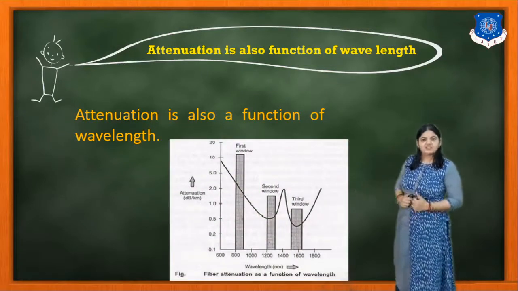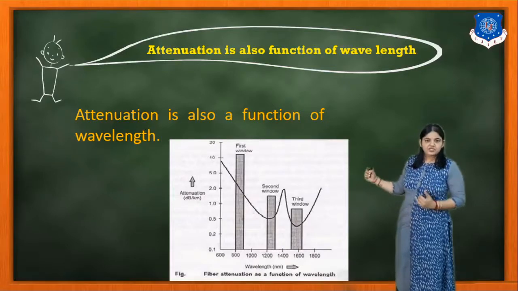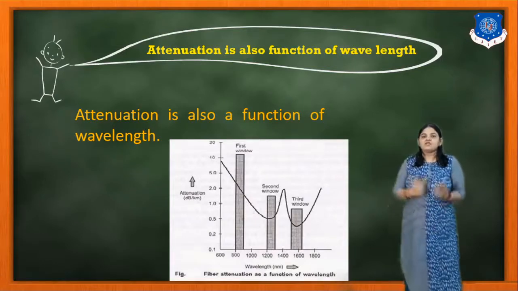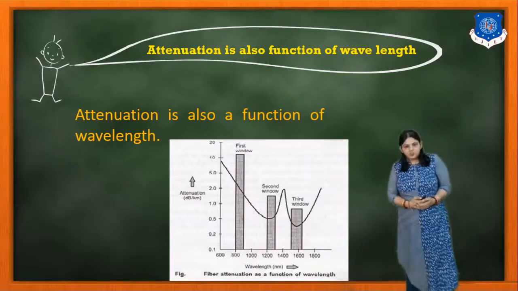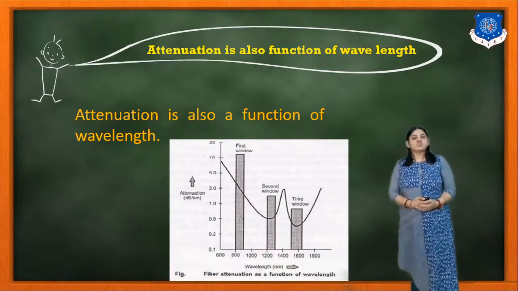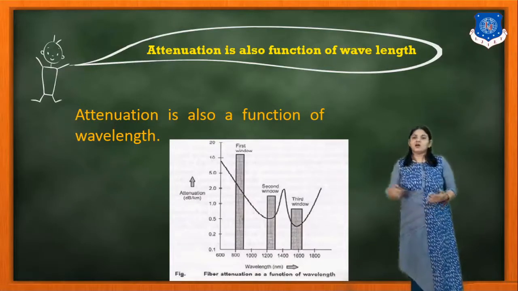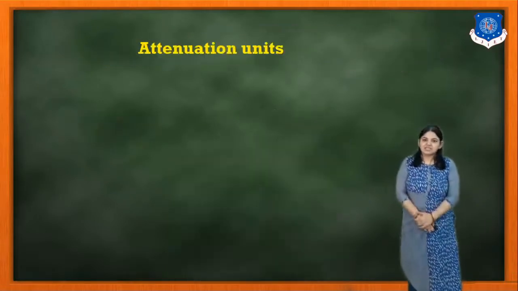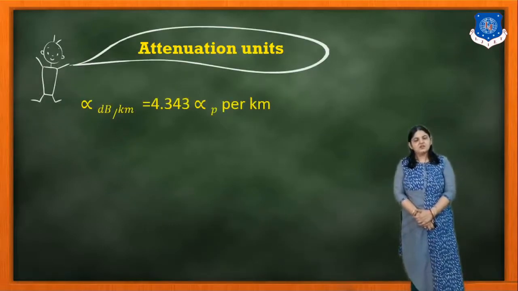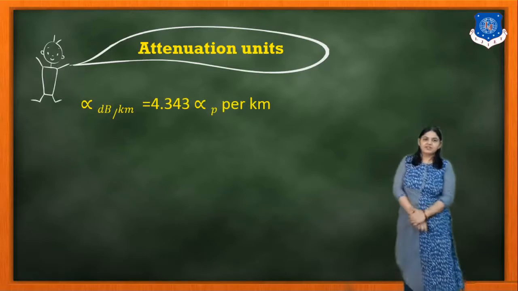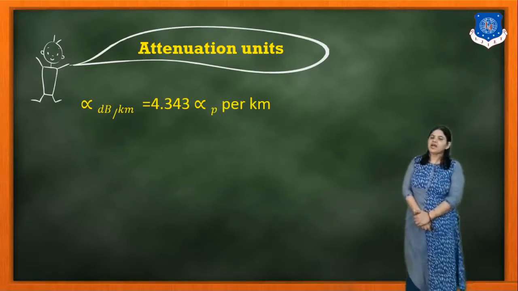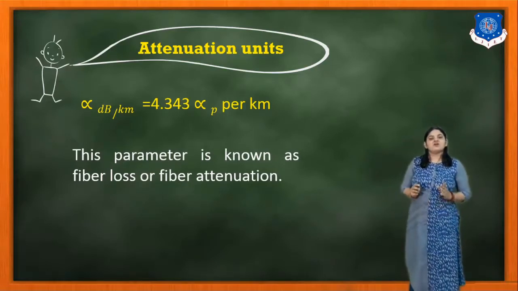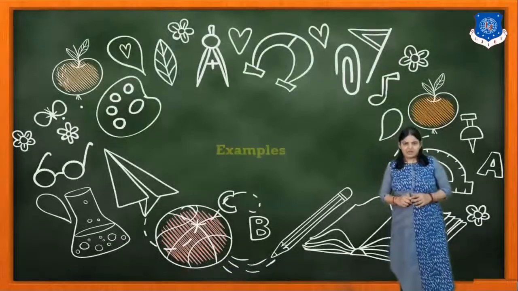As we have also studied in chapter number 1, there is the first window, second window, and third window, and we need to decide which particular window to use for transmission. According to the wavelength, the attenuation may vary, and wherever the attenuation is less, that window can be selected for the transmission. So alpha dB per kilometer is 4.343 alpha P per kilometer, and this parameter is known as the fiber loss or the fiber attenuation.